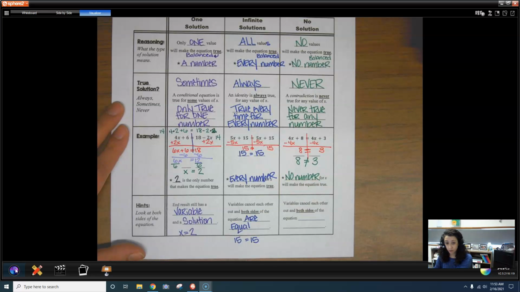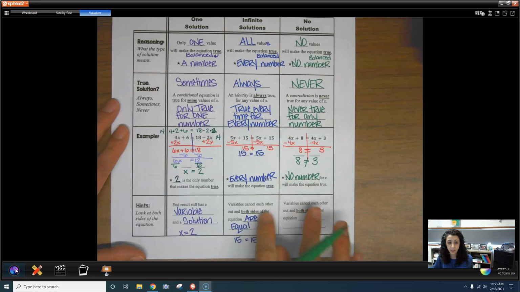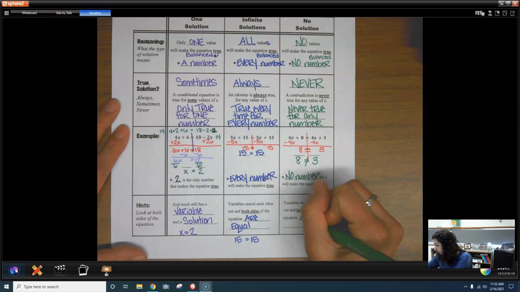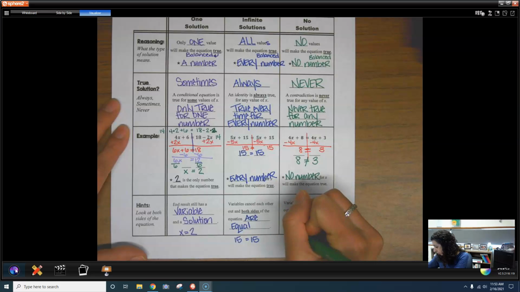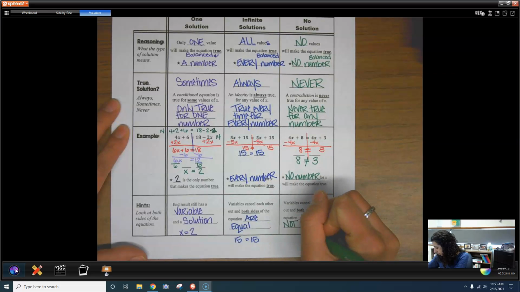And the last one is no solution. In no solution, the variables also cancel each other out. So in both of these, the variables cancel each other out. But both sides of the equation are not equal. And our example was 8 does not equal 3.